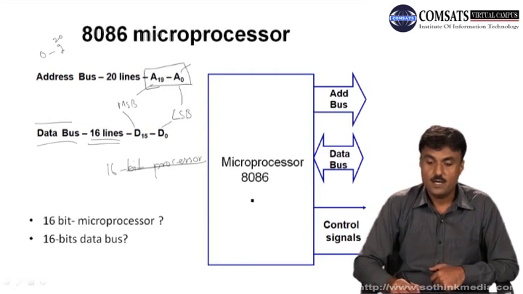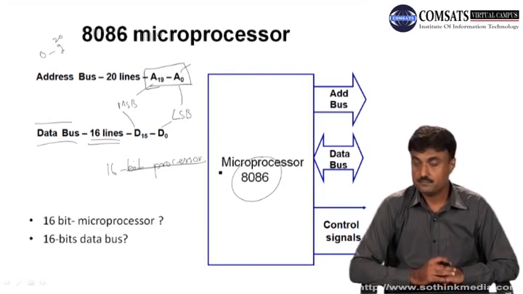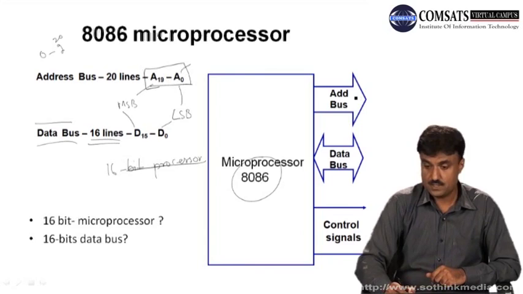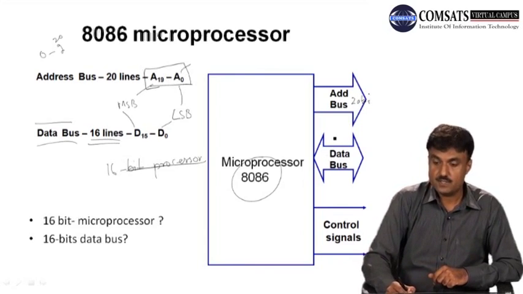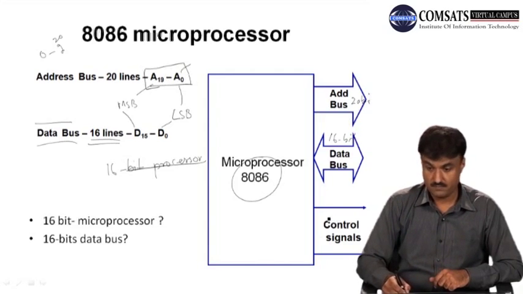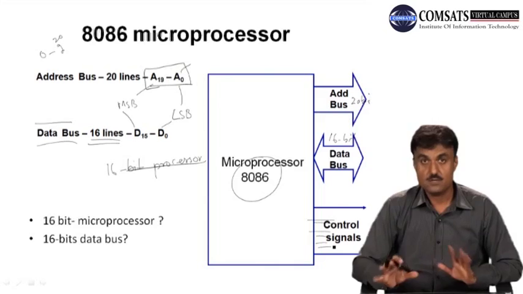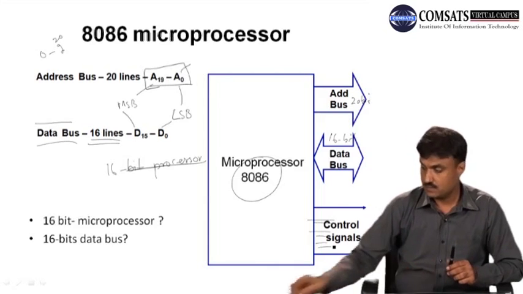Here you can see the 8086 microprocessor has an address bus of 20 bits and a 16-bit data bus. And there are control signals. There are multiple control signals in this microprocessor, which we will learn, and these control signals differ for the different architectures and so on.